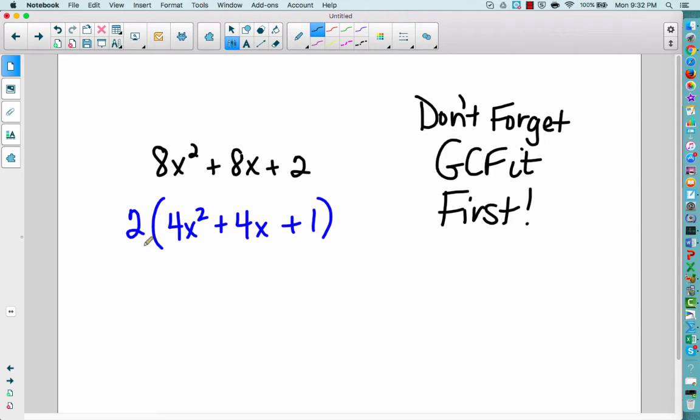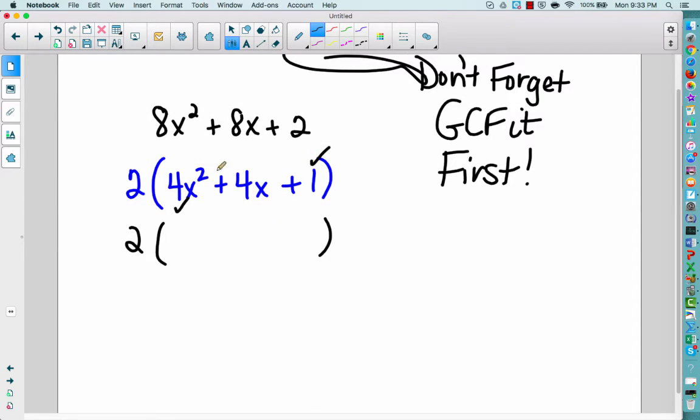Now I've got to ask myself, it's a trinomial. Is it a perfect square trinomial? So, is the first term a perfect square? And it is. Is the last term a perfect square? Yes, 1 is a perfect square.